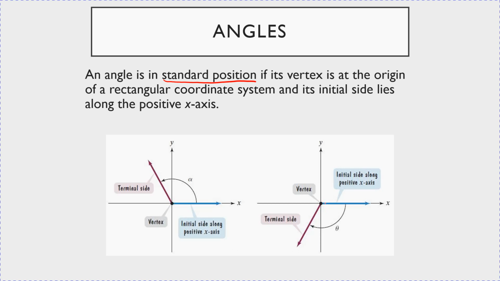This is what's referred to, and you'll get to this on the next slide, as a positive angle. And then you'll notice here the angle opens downward. It's still centered at the origin, but opening downward. So this is called a negative angle. And it's okay for an angle to be positive or negative. It just specifies the direction that it opens.